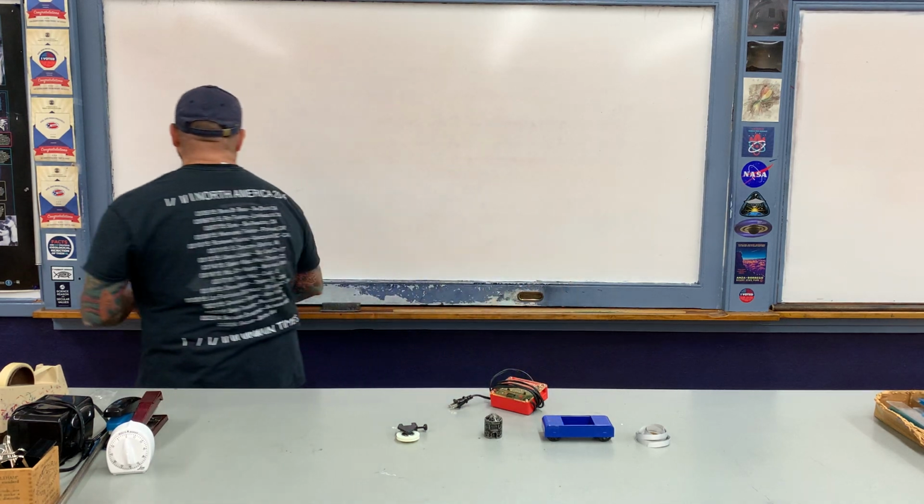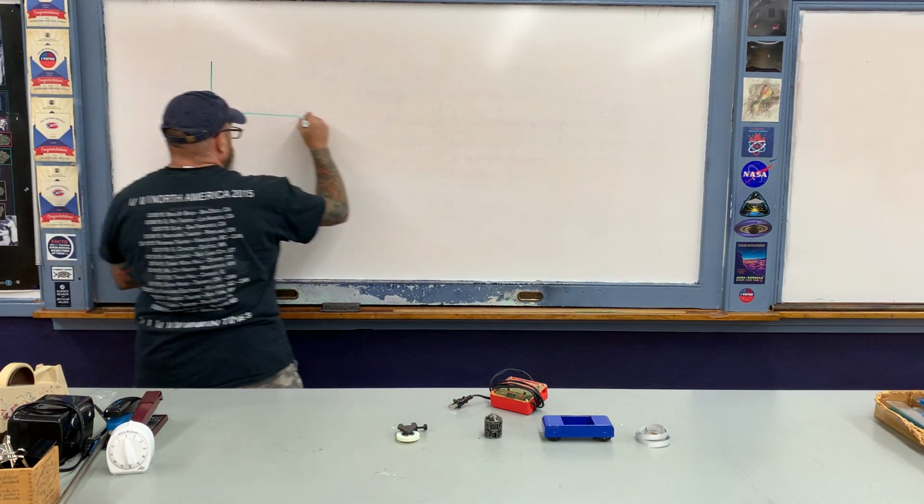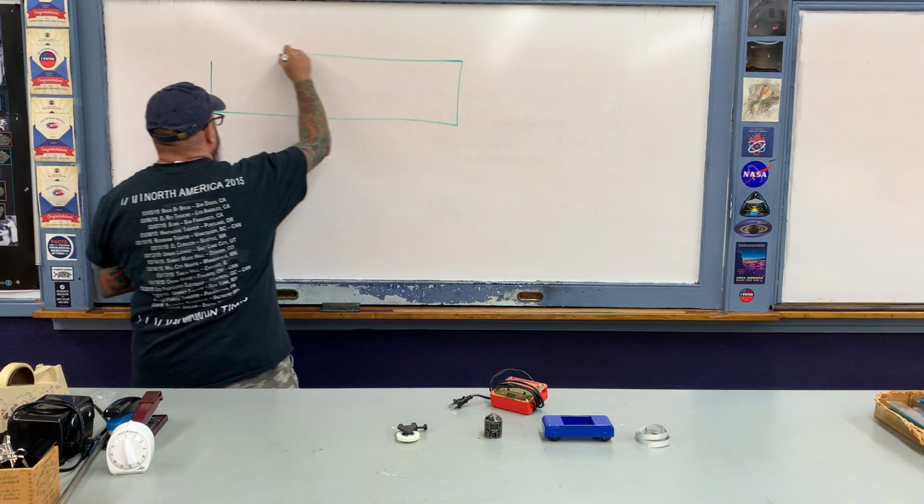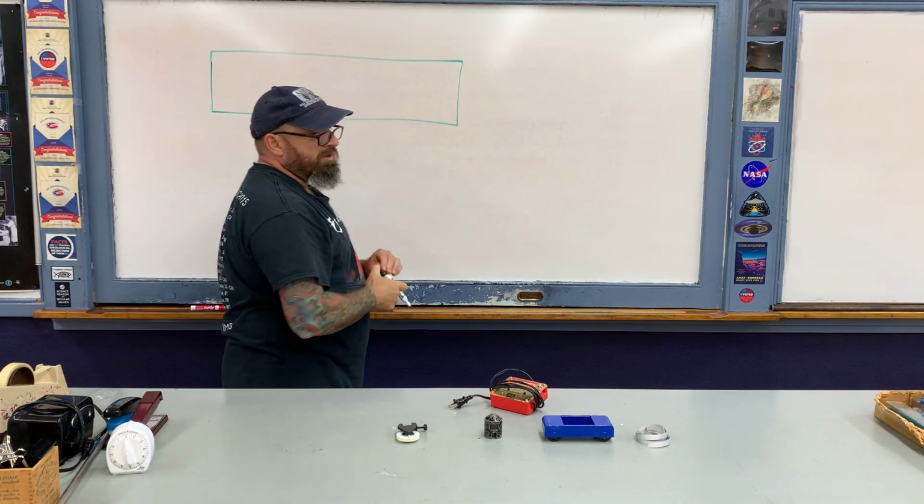So suffice it to say, when you do obtain data for this lab exercise, what you're going to see is the following. Right here is the spark tape itself. Because the spark timer has two prongs, it actually produces a pair of dots. However, I'm just going to draw one of those dots for clarity.